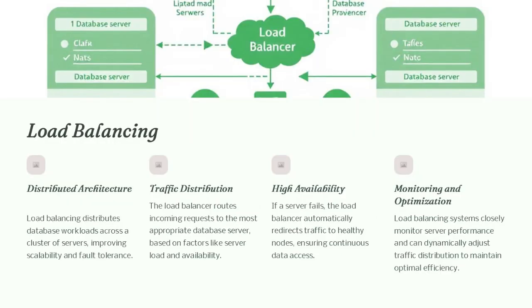Load balancing is a key component of distributed database architectures, helping to distribute workloads across multiple servers. This improves scalability, as the system can handle more traffic, and fault tolerance, since traffic can be redirected if a server fails. The load balancer analyzes factors like server load and availability to route incoming requests to the most appropriate database server. This ensures efficient traffic distribution and high availability, as the system can automatically redirect traffic to healthy nodes if a server goes down. Load balancing systems closely monitor server performance and can dynamically adjust traffic distribution to maintain optimal efficiency.